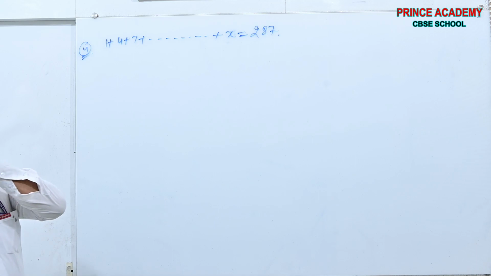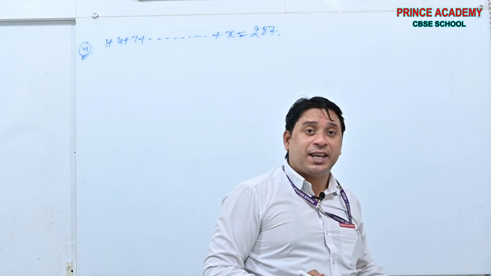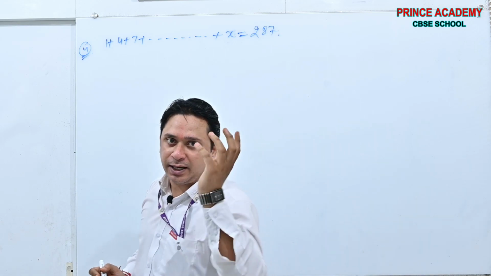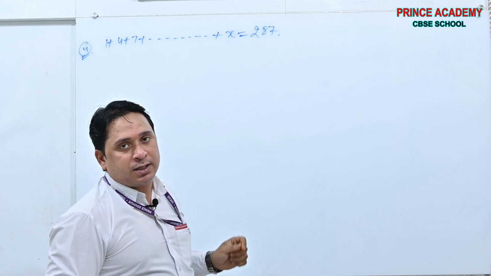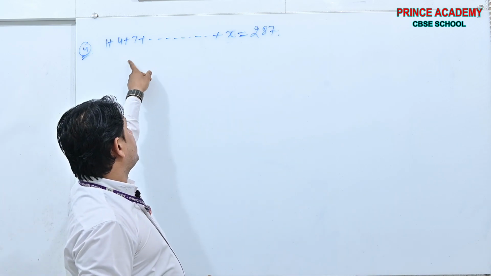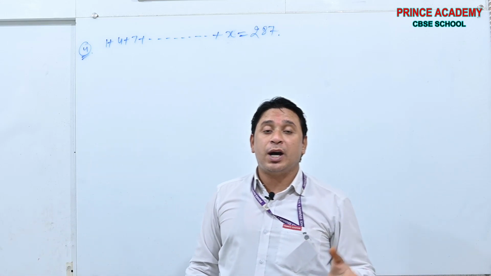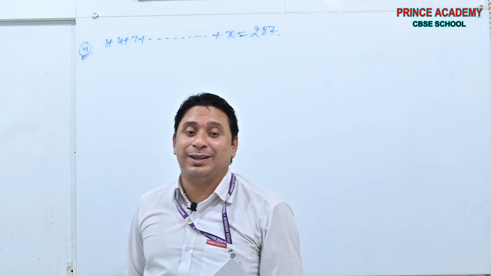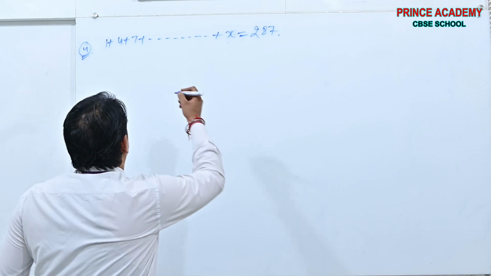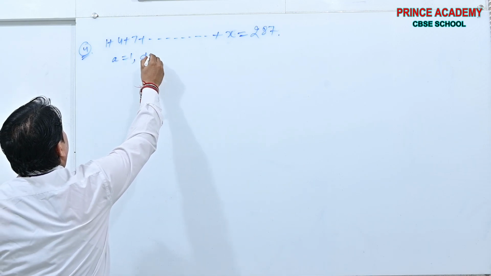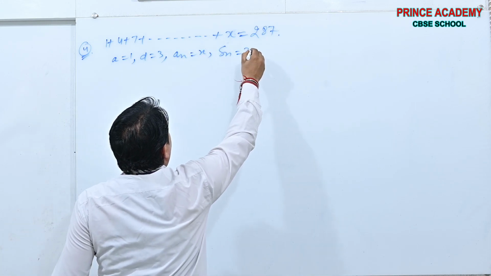This is the question we have to solve. See, this is a series. What is a series? When a list of numbers is connected with plus or minus signs, a series is formed. Here a series is given, and the terms of the series are forming a special kind of sequence, that is, an AP. Here a is 1, d is 3, an is x, and Sn is 287.